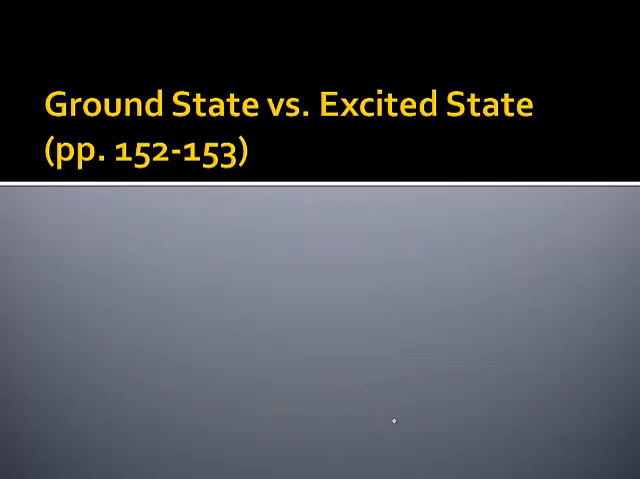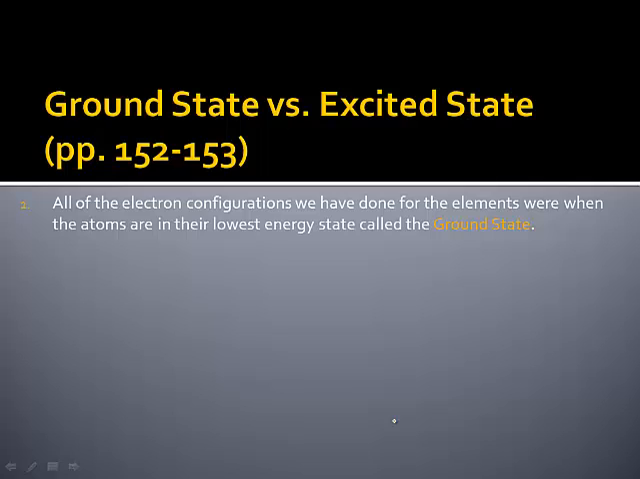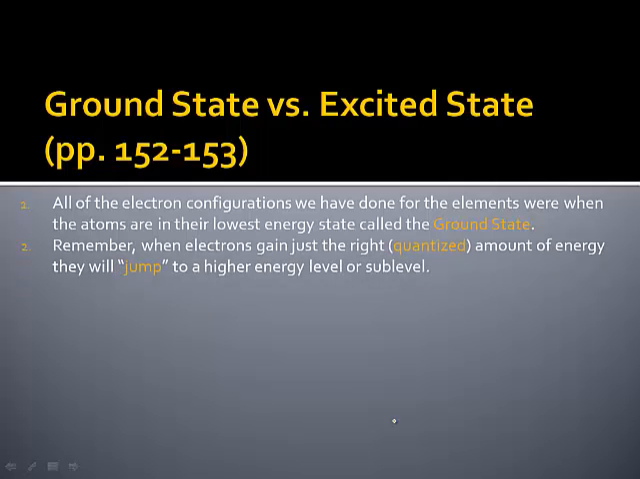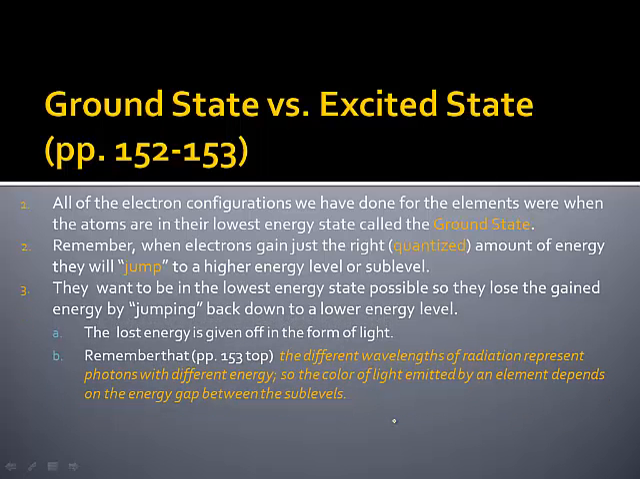So the next thing we need to go over again is a ground state versus an excited state. All of the electron configurations that we've done for elements are in their lowest energy state, their ground state. We fill them as if we would follow the energy level diagram. When electrons, though, gain just the right amount of energy, they can jump to a higher energy level. But they want to be in the lowest energy state possible. So they lose that gained energy by jumping back down. Remember, this is how we get our bright line spectrum.